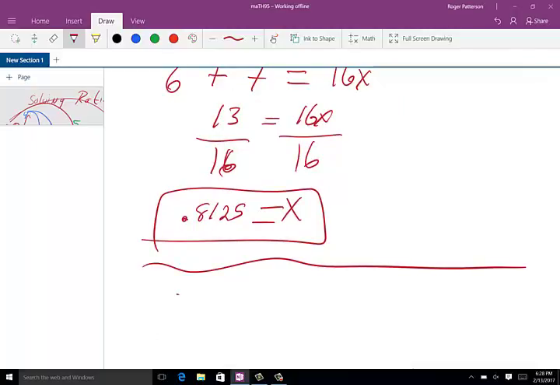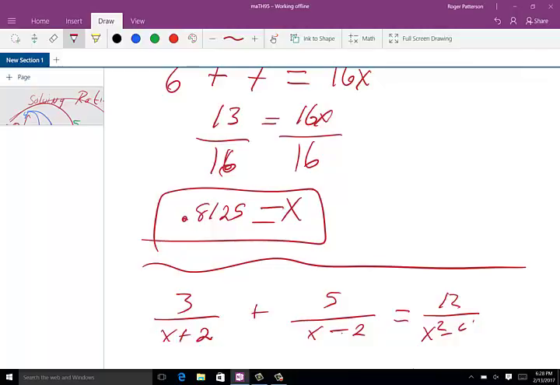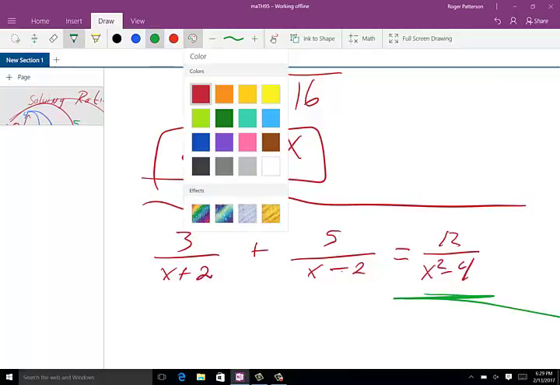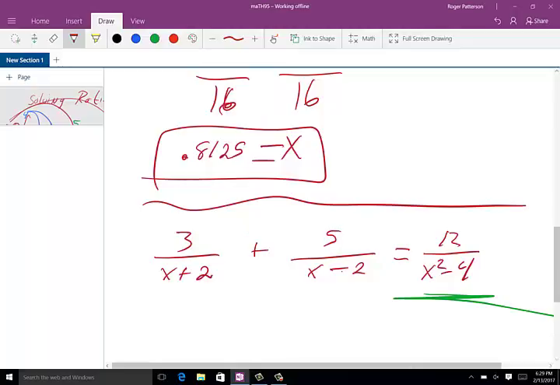How about 3 over x plus 2 plus 5 over x minus 2 equals 12 over x squared minus 4. Okay, this one gets a little more complicated. What should we do with this? Factor. So what do we get if we factor it? x plus 2, x minus 2.